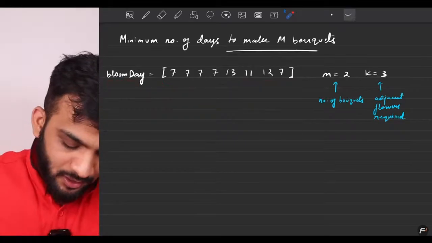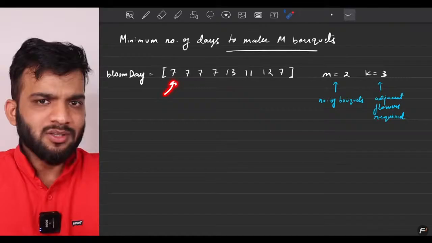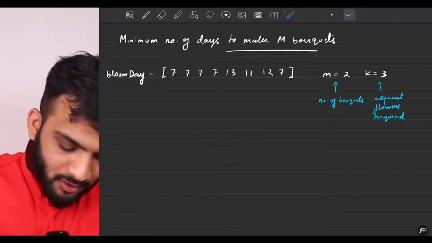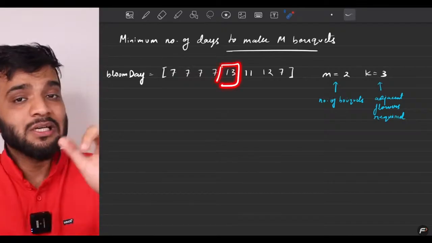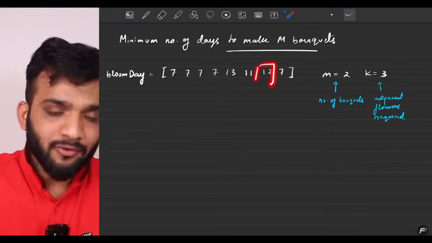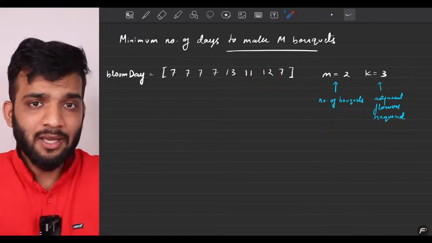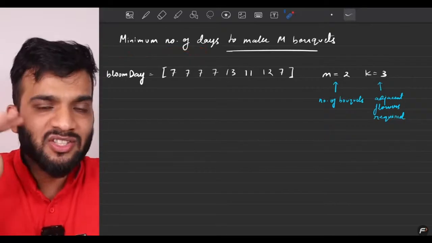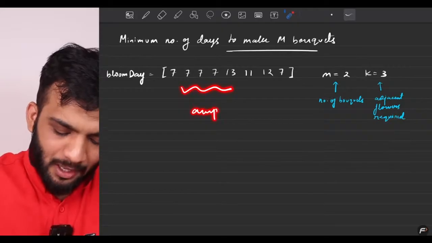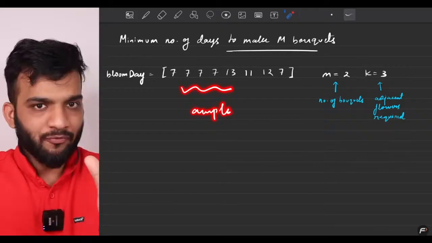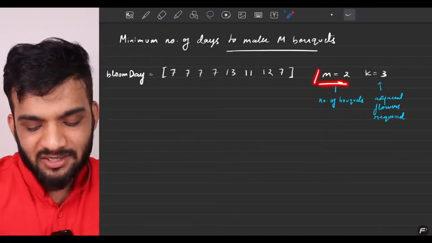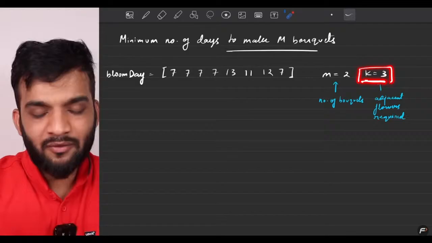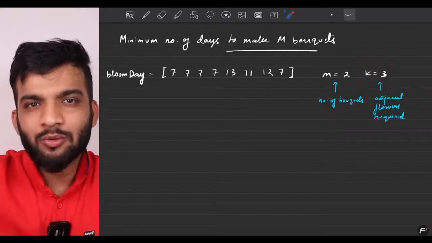What does it mean? So the 0th index flower will be blooming on the 7th day. Before that, it hasn't bloomed. This particular flower will be blooming on the 13th day. This flower will be blooming on the 12th day. Now your task is to tell me the minimum number of days you require such that you have ample blooming flowers to make m bouquets, 2 bouquets in this case, and you should have taken 3 adjacent flowers to have 1 bouquet.